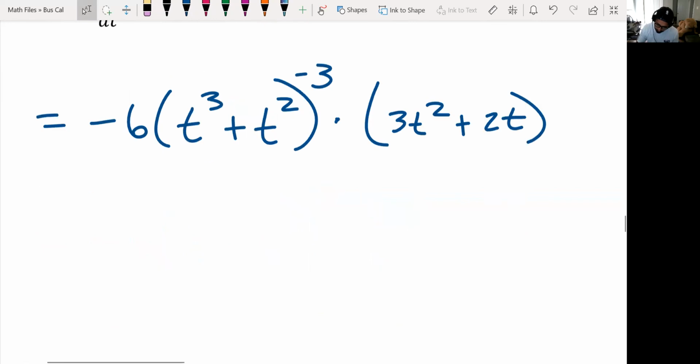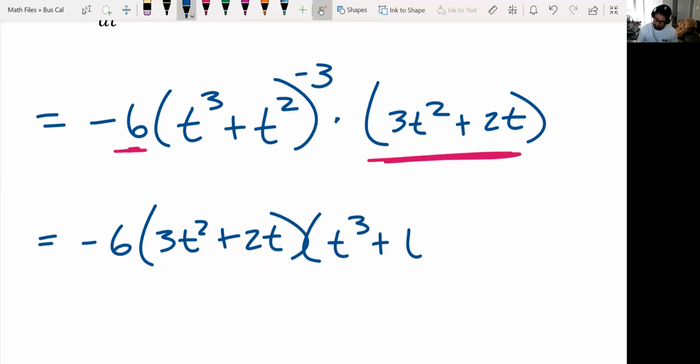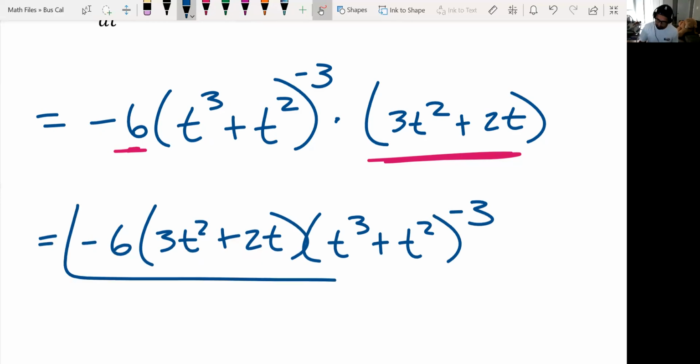Algebra on. Outside times outside. Negative 6 times 3t squared plus 2t. Not distributing the 6. We do not have to. And then t cubed plus t squared to the negative 3. This is a perfect answer, but there's always the but.